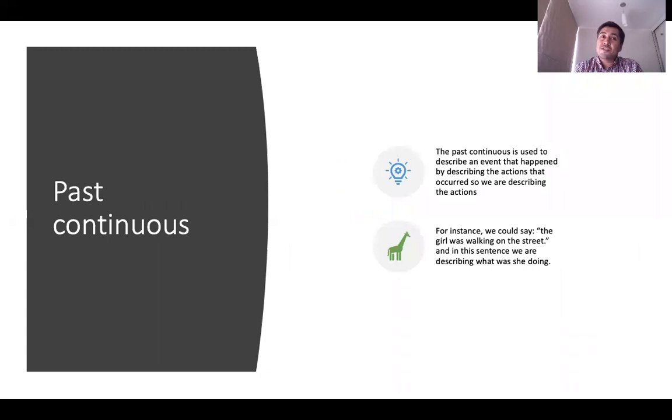Then we have the past continuous. The past continuous is used to describe an event that happened in the past, right, by describing the action that was happening at that moment. For example, the girl was walking on the street. So I'm describing what the person was doing at that moment, which is walking.